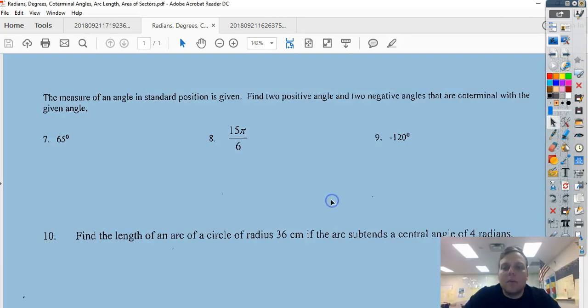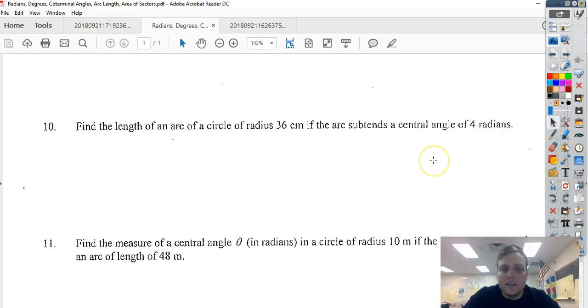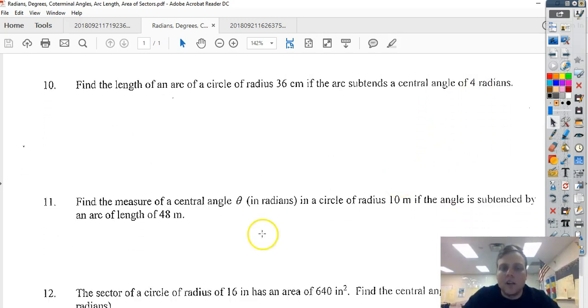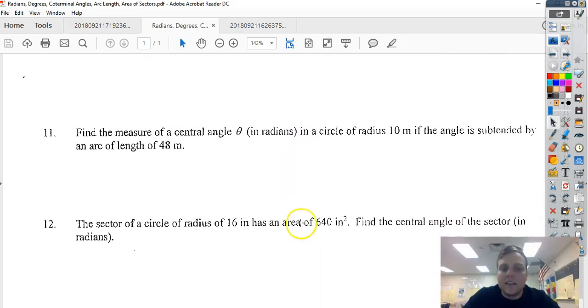Let's look at problem number 10. Find the length of an arc of a circle of radius 36 centimeters if the arc subtends a central angle of 4 radians. Okay, so first off, I'm going to get you to look forward for a quick second. Every one of these 3 problems talks about radians. Find the measure central angle theta in radians. The sector of a circle of radius 16 has an area of 640 inches squared. Find the central angle of the sector in radians.